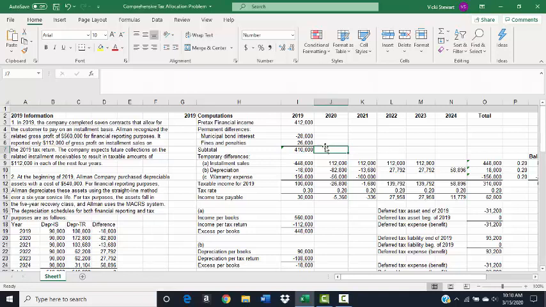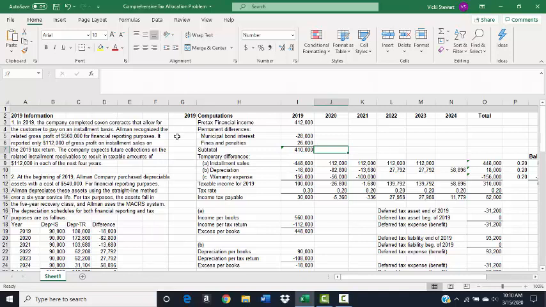Now that gets us through the permanent differences, but now we're going to have to deal with the temporary differences. So remember, there's always going to be an originating temporary difference and then a reversing amount. So in the schedule, in this column, we're going to have the originating differences, and then we're going to schedule out the reversing amounts in the future years.